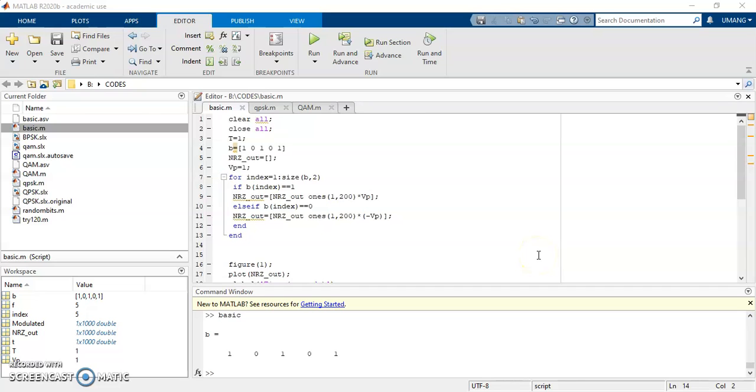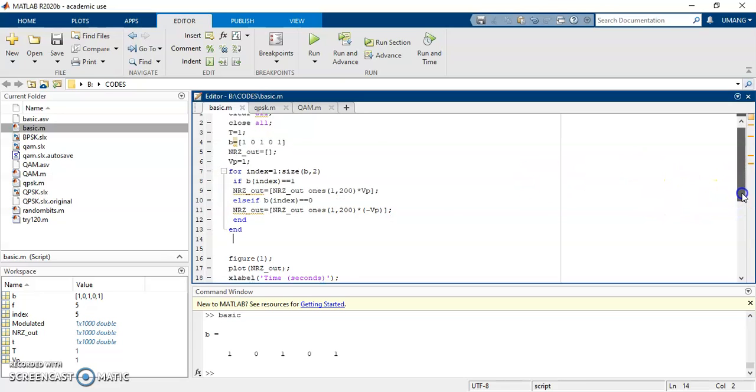Hello, in this video I will discuss BPSK, QPSK and QAM in Matlab and Simulink both. So first of all, let's start with the BPSK. This is the code of the BPSK, as you can see over here.